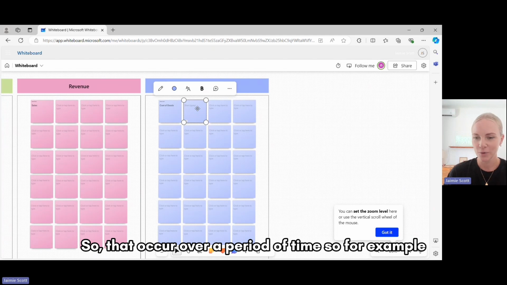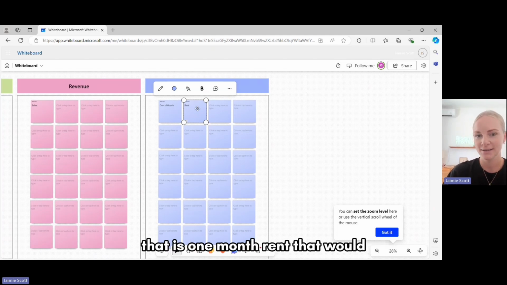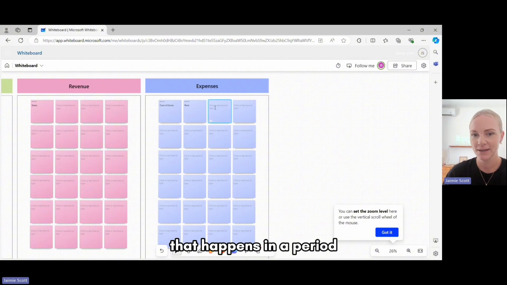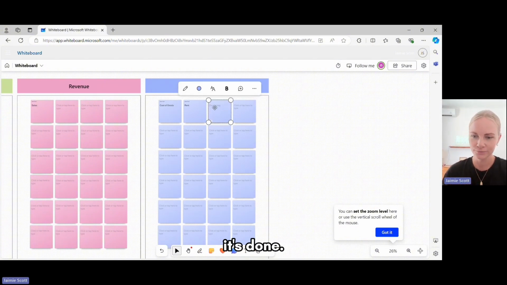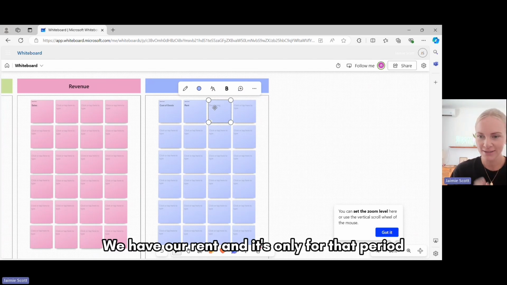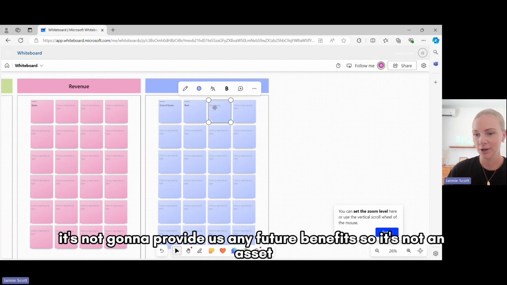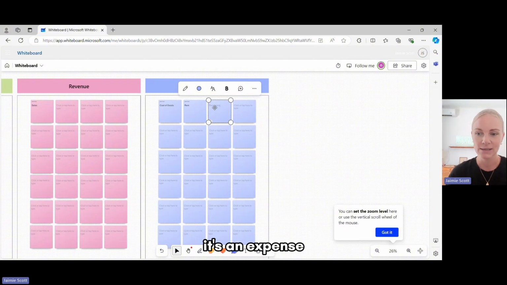So, for example, rent for a month, that is 1 month rent that happens in a period, and that's kind of once it happens, it's done. We have our rent and it's only for that period. It's not going to provide us any future benefits. So it's not an asset, it's an expense.